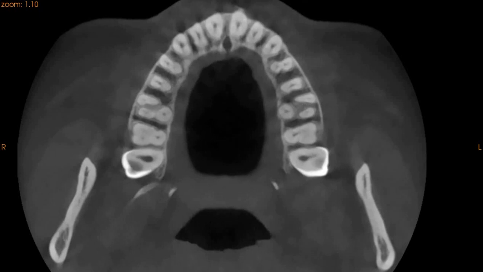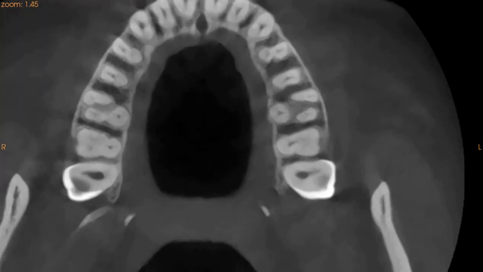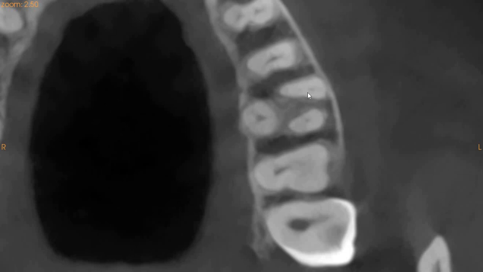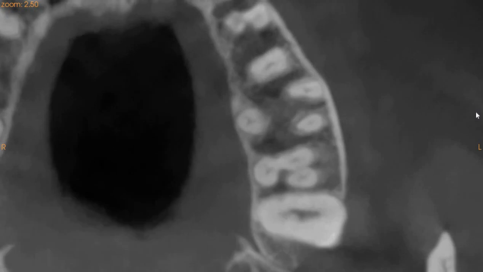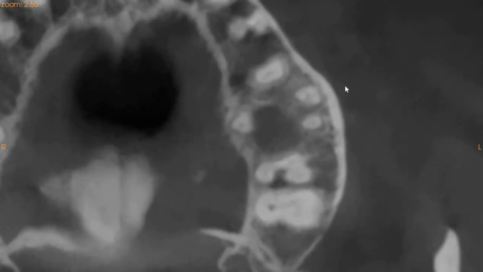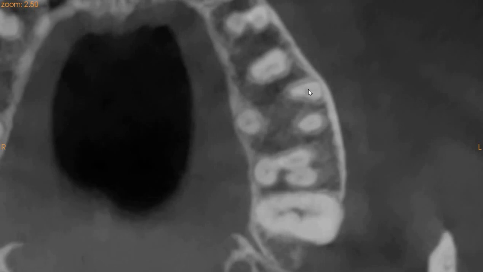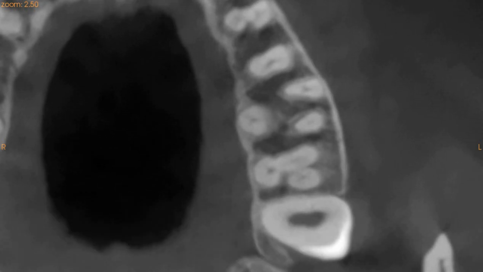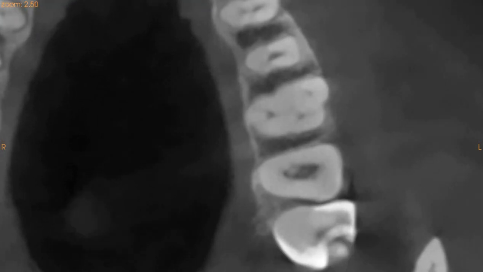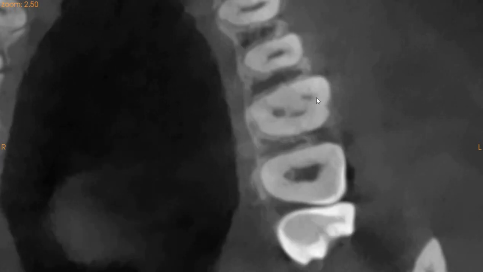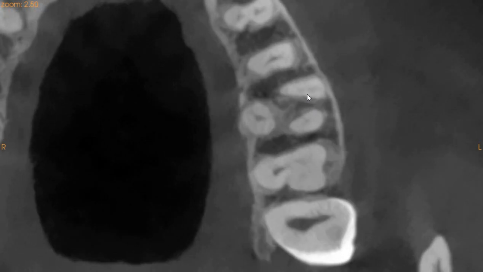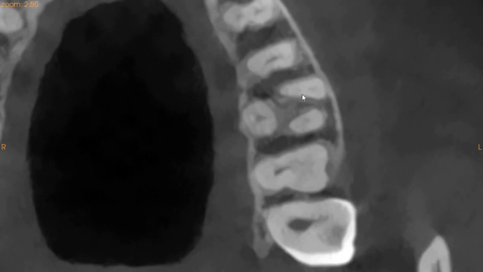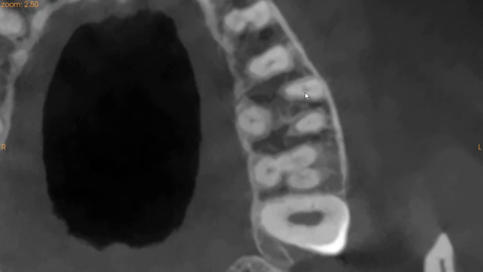We have a very faint MB2 present, but they join to form one at the apex, so there's no separate apex for the MB2. It's very faint, it's at the mid root level, so you cannot see an orifice for the MB2. We don't see any orifices for the MB2, so this is the MB1 orifice. Moving into the root, at a very slight mid root level, we can see that there's a faint shadow of an MB2, and then they join together to form one at the apex.